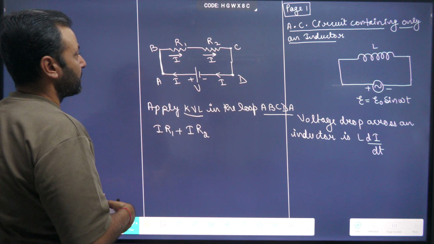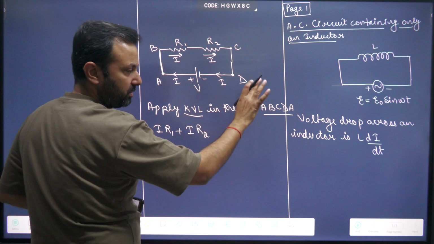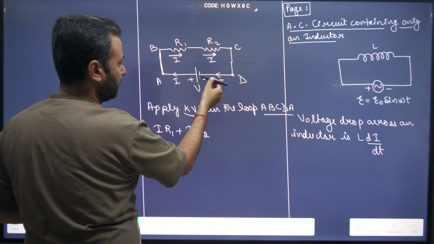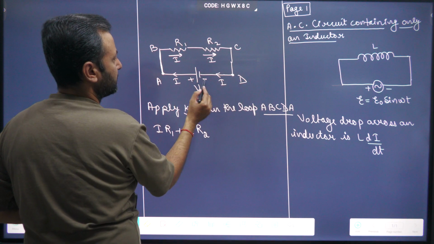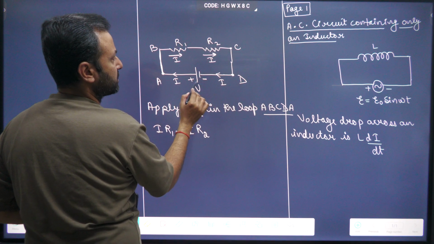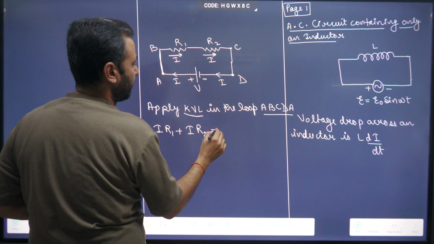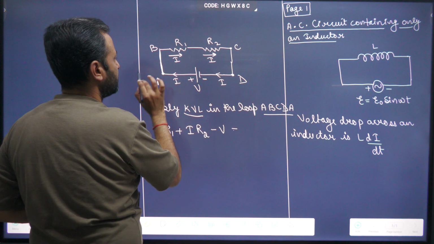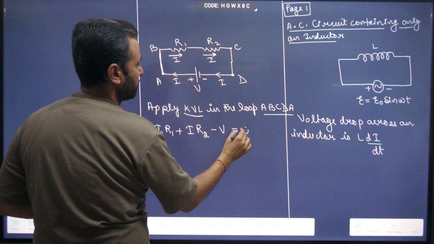Sorry. Then from C to D there are no components. Then from D to A there is a voltage source, and in our path we are meeting this negative terminal first. So we will write it like minus V. And now we have reached point A. Minus V is equal to 0.